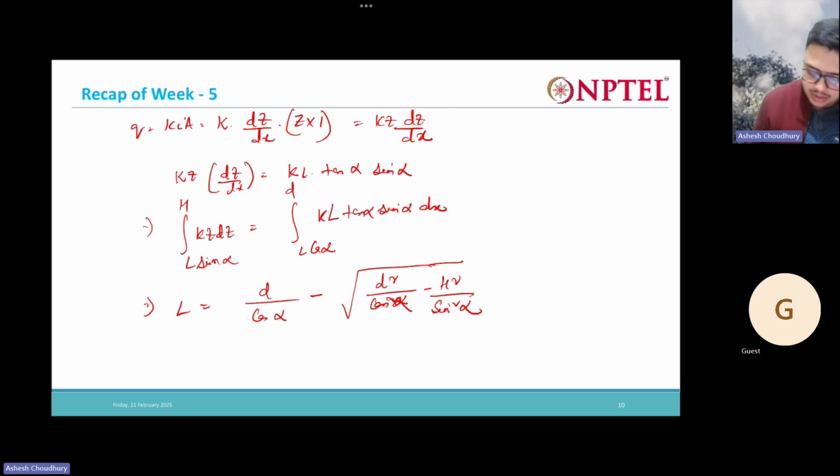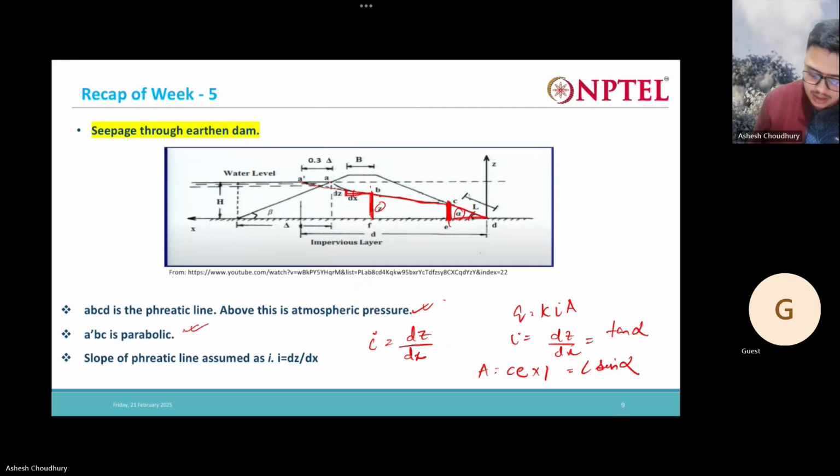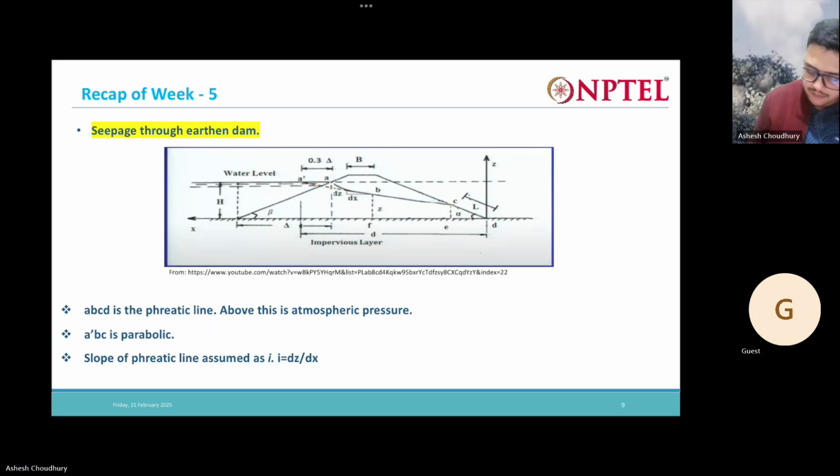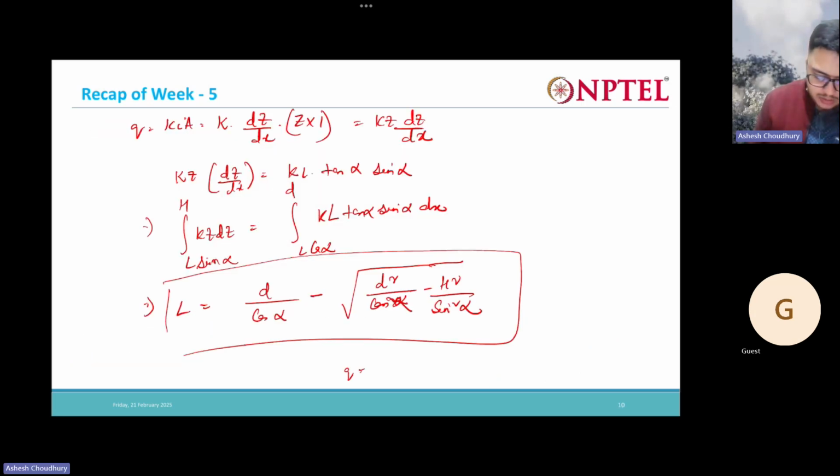Now if I know the L, if I have calculated the L, I can find out my Q. So Q will be A L tan alpha sine alpha. So alpha I know, it will be the downstream slope angle. A I know, L I know. So I can calculate the flow like this.